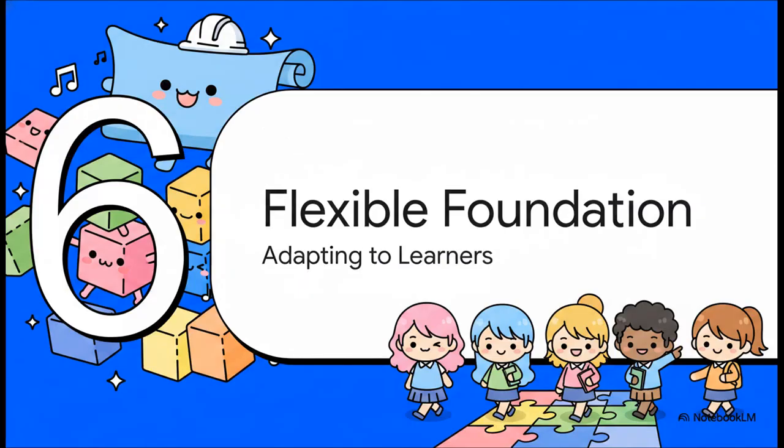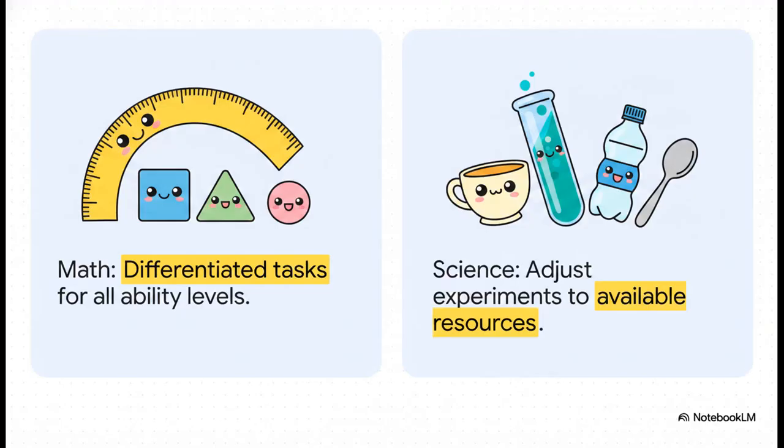Section 6. The flexible foundation. Adapting to learners. So we have this highly structured, meticulously aligned blueprint. But what happens when the actual students walk into the room? Well, a rigid blueprint has to be adaptable to the very real, very diverse people using it. Flexibility adapts the curriculum to the learner.